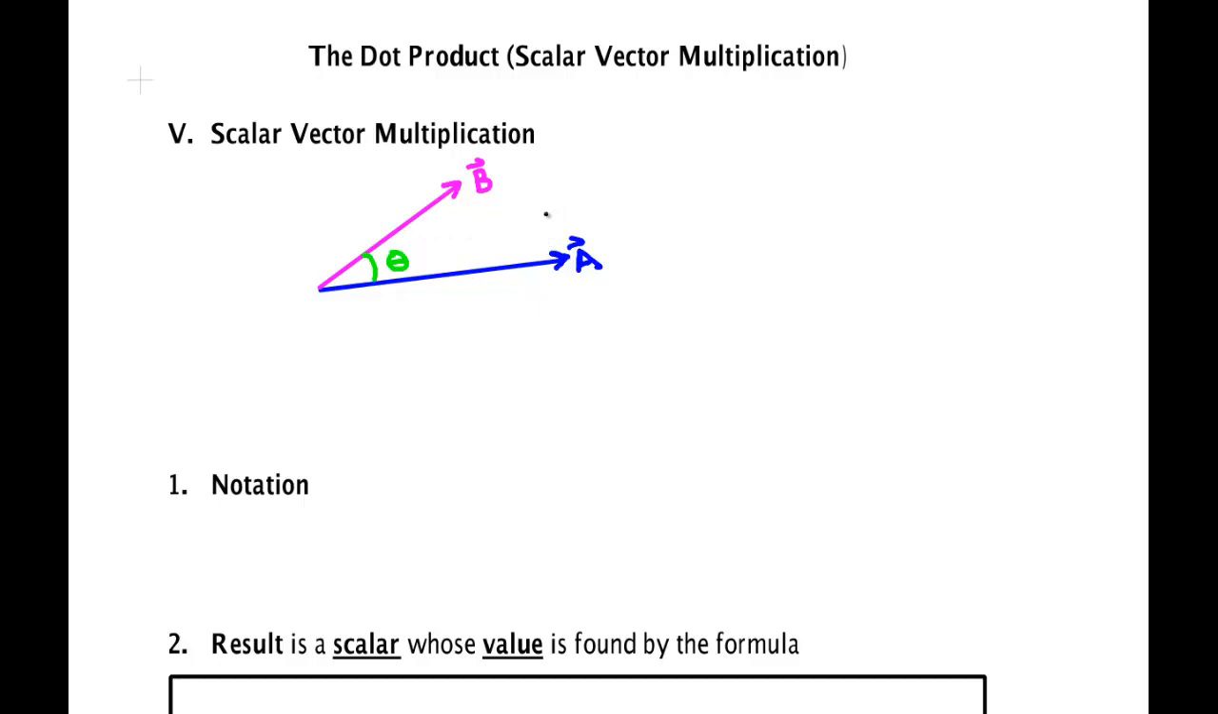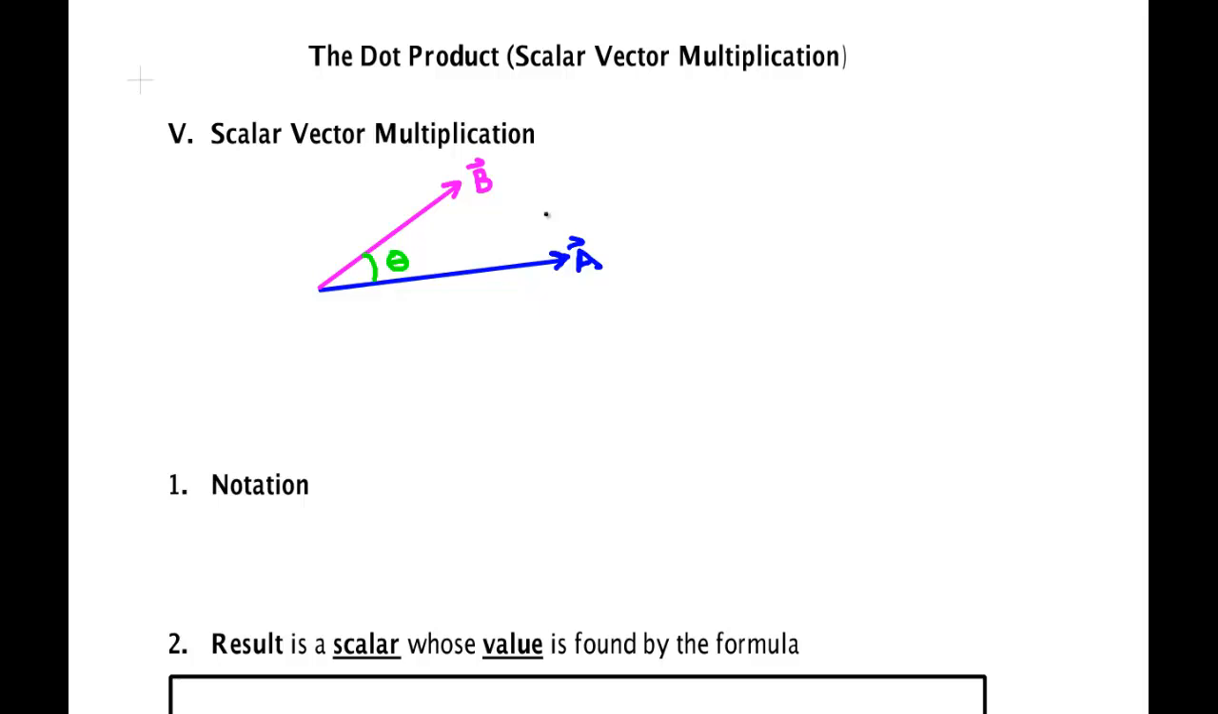Now, multiplication is much more complicated in vector land than it is in scalar land. When you go 2 times 3 in scalar land, you mean to add the number 3 two times. 3 plus 3 is 6, and the result is a scalar. We've already seen one type of multiplication where you take a vector and multiply it by a scalar number. This can change the length of the vector, and if it's a positive scalar, it doesn't change the direction, but if it's negative, it rotates it 180 degrees.